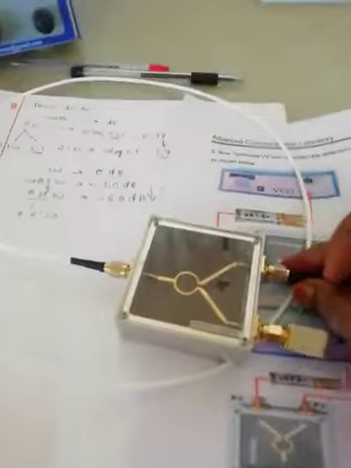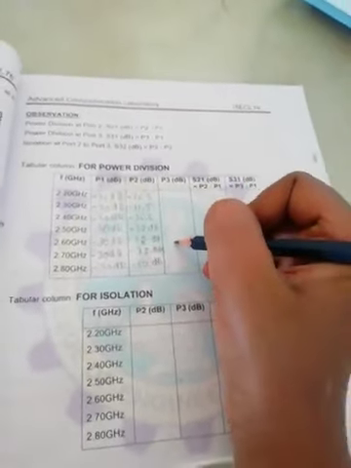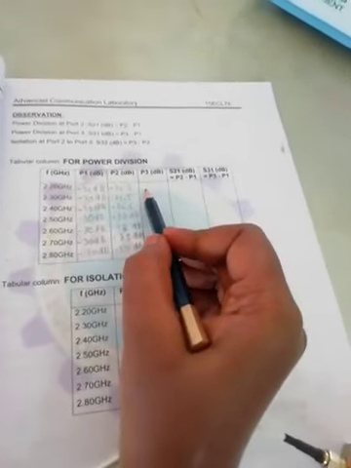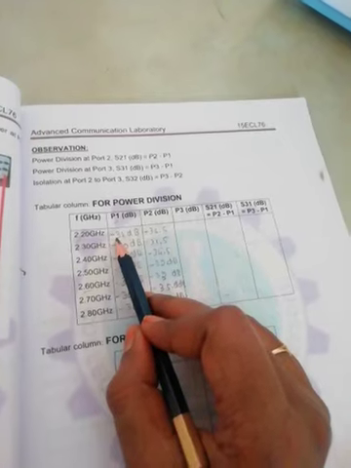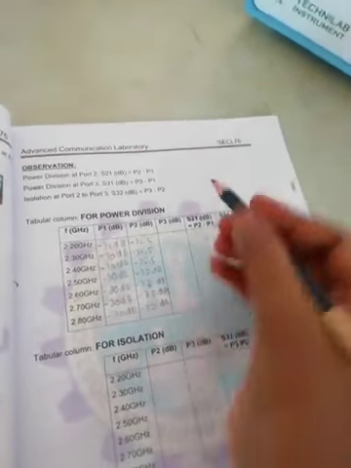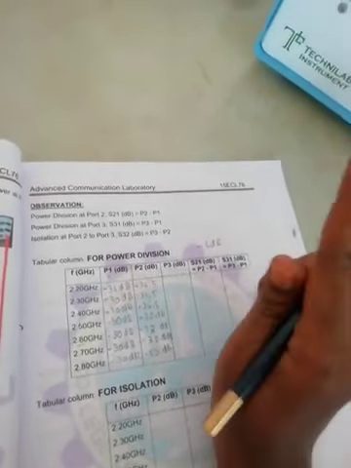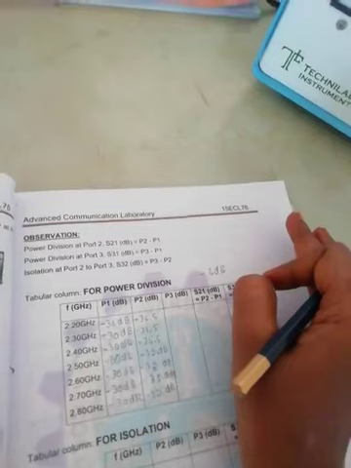Similarly, you can connect this cable to the P3 port, nullify the P2 port, and take down the values in the P3 column without varying anything. Again, vary the frequency from 2.2 GHz and obtain the values at the P3 port. Now, if I subtract the power obtained at the P2 port from the input port P1, I should obtain a difference of minus 3 dB. If it is minus 3 dB, in terms of watts, we can say that the power is reducing to half of its value.